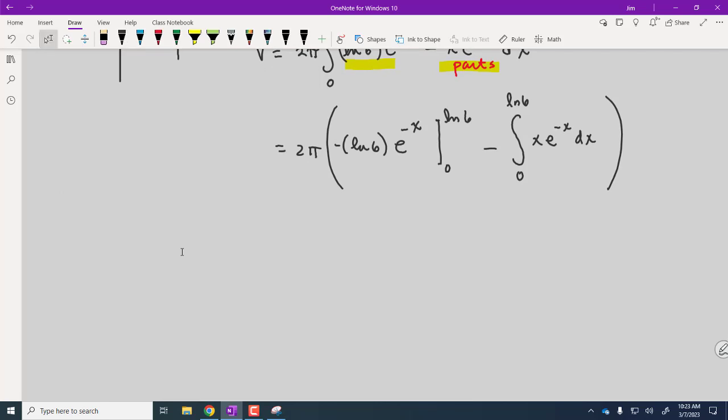We could evaluate that first expression, 0 to ln 6, if we want, or we could just wait and evaluate at the end. Doesn't matter. I'll just wait. Let's do our integration by parts setup over here. Once again, you already told me earlier that we would let u be x for this type of one. So there's our setup. du will equal dx, and v will be negative e to the negative x.